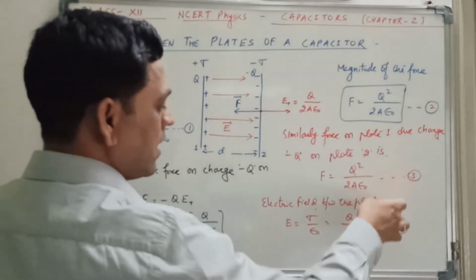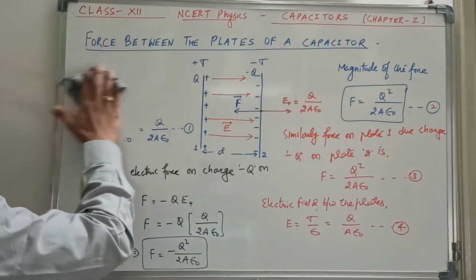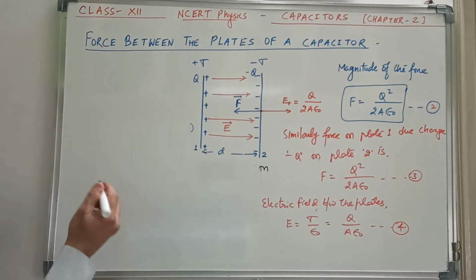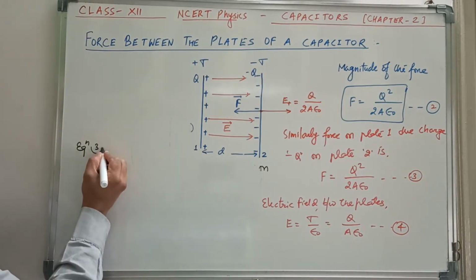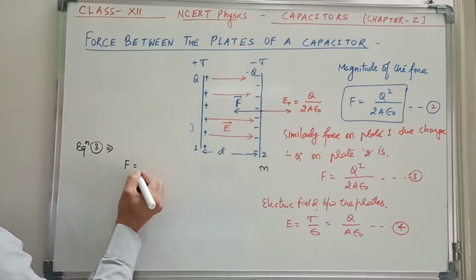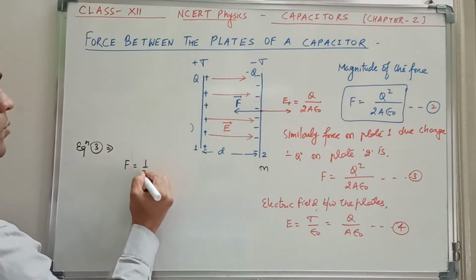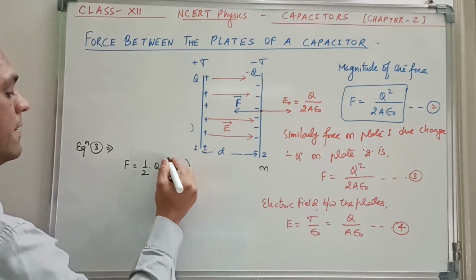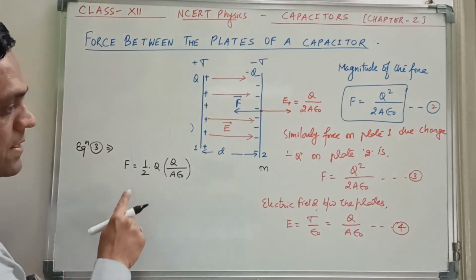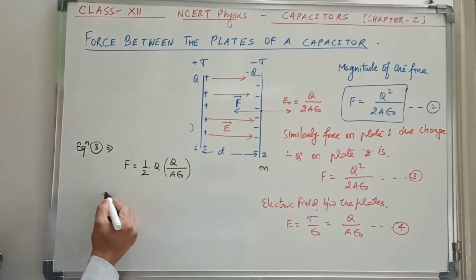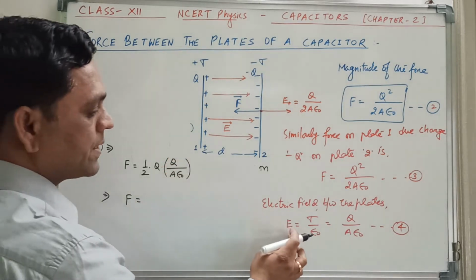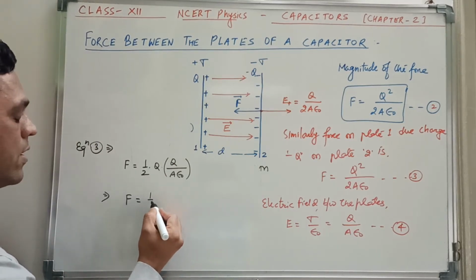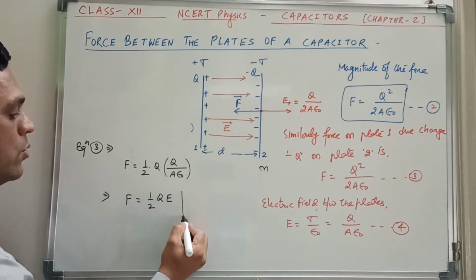So 3 and 4 now can be arranged in such a way. How can we write? I am writing this again. Equation 3 implies F is equal to 1 by 2 into Q square upon A epsilon 0. This can be written in this manner. Now you remember, this Q upon A epsilon 0 is the electric field that exists between the plates of the capacitor. So this can also be written as half of QE.